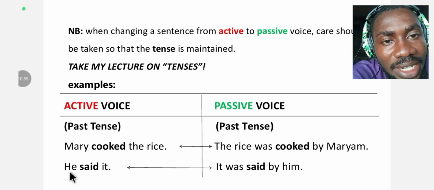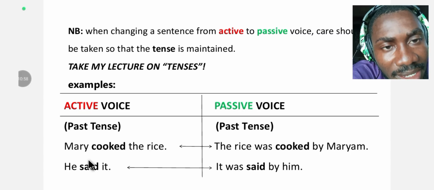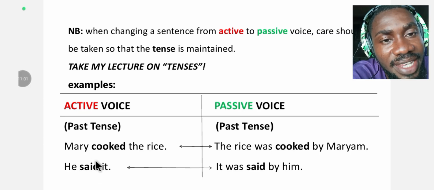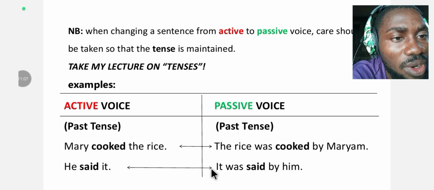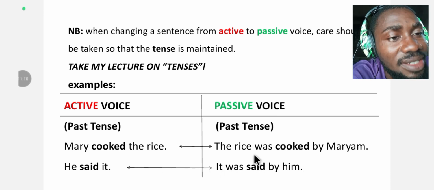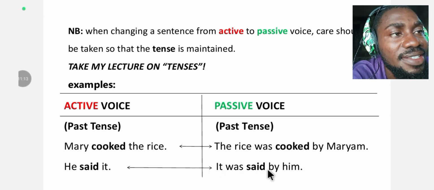The next example here under the active voice is, he said it. Simple active voice. Said is the tense, and said is what? Past tense. Let's convert it to a passive voice: it was said by him. The same tense, said, past tense of say.